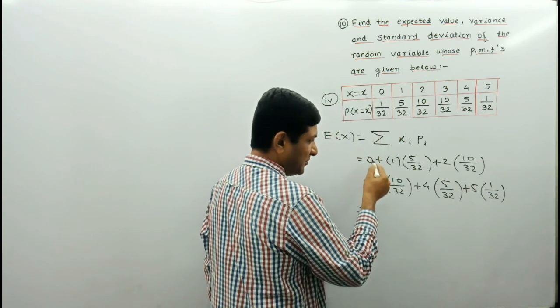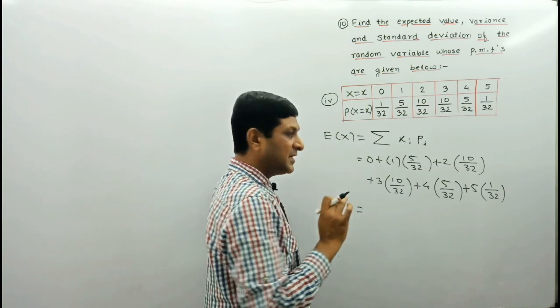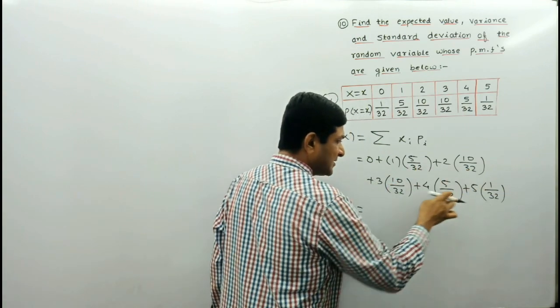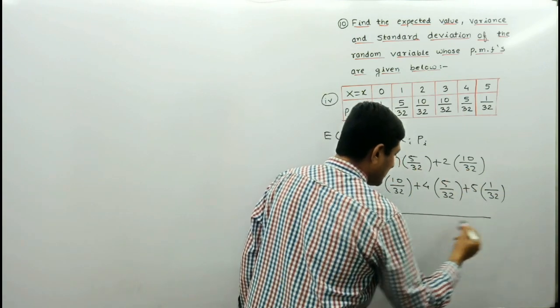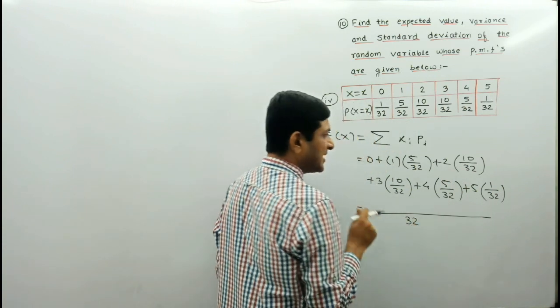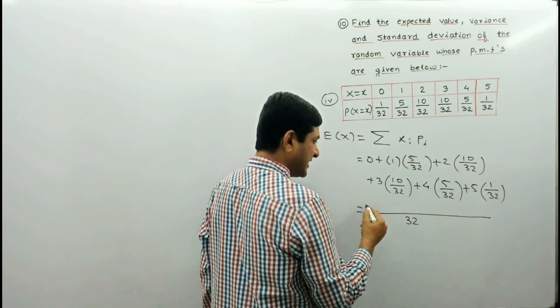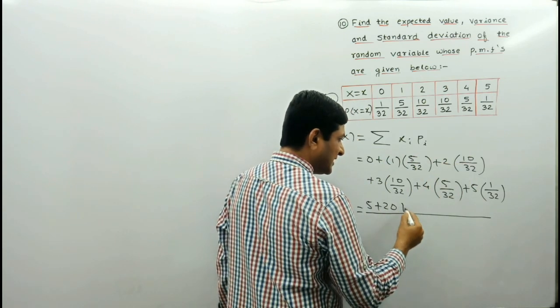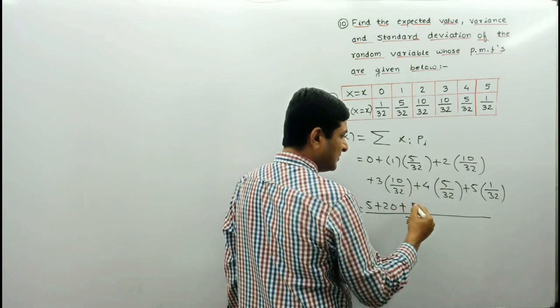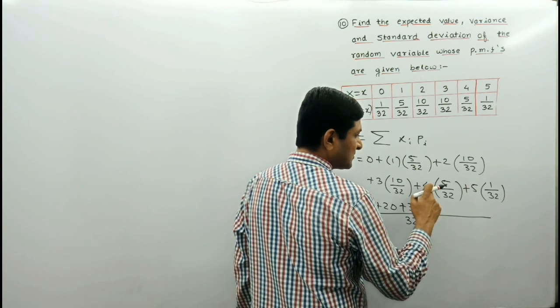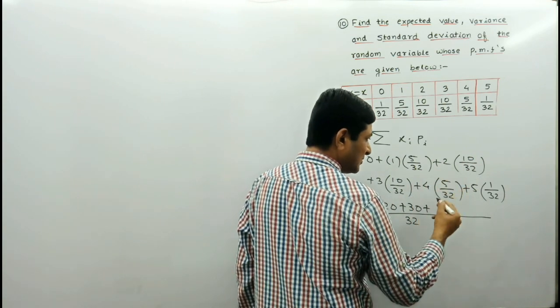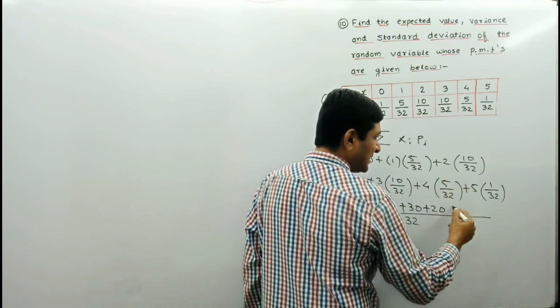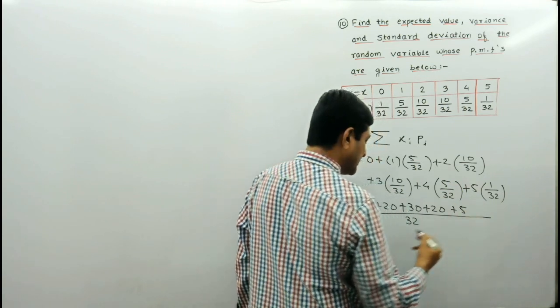So which is equal to, not necessary to write 0 here. If you observe, the denominator of all the terms is the same, 32. Since the denominator of all the terms is the same, we are taking the addition of the numerators. 1 into 5 is 5, plus 2 into 10 will be 20, plus 3 into 10 will be 30, plus 5 into 4 will be 20, plus 5 into 1 will be equal to 5.